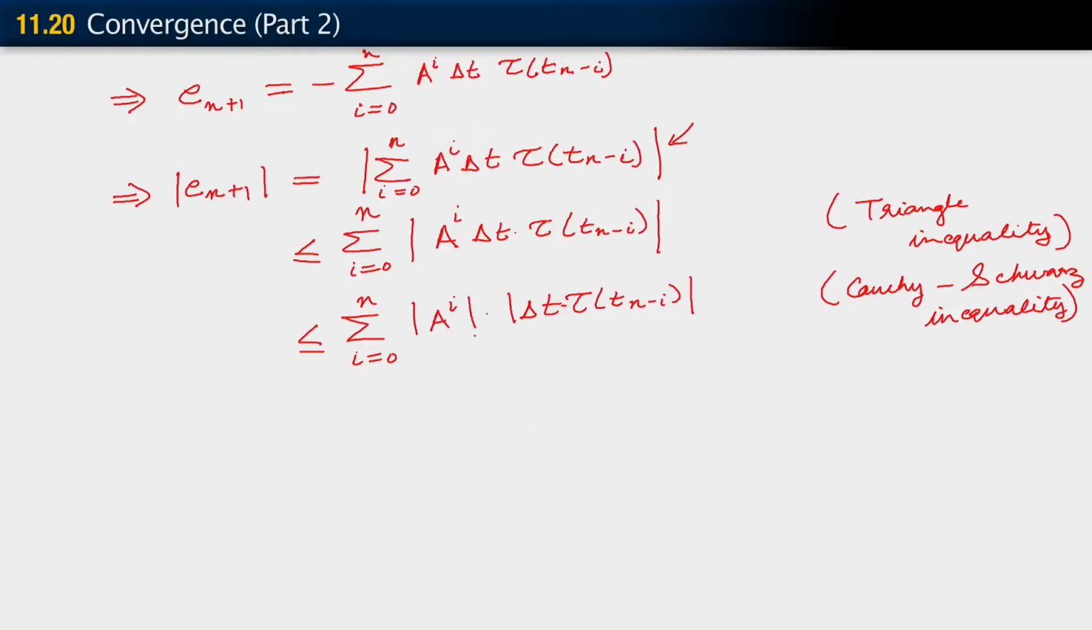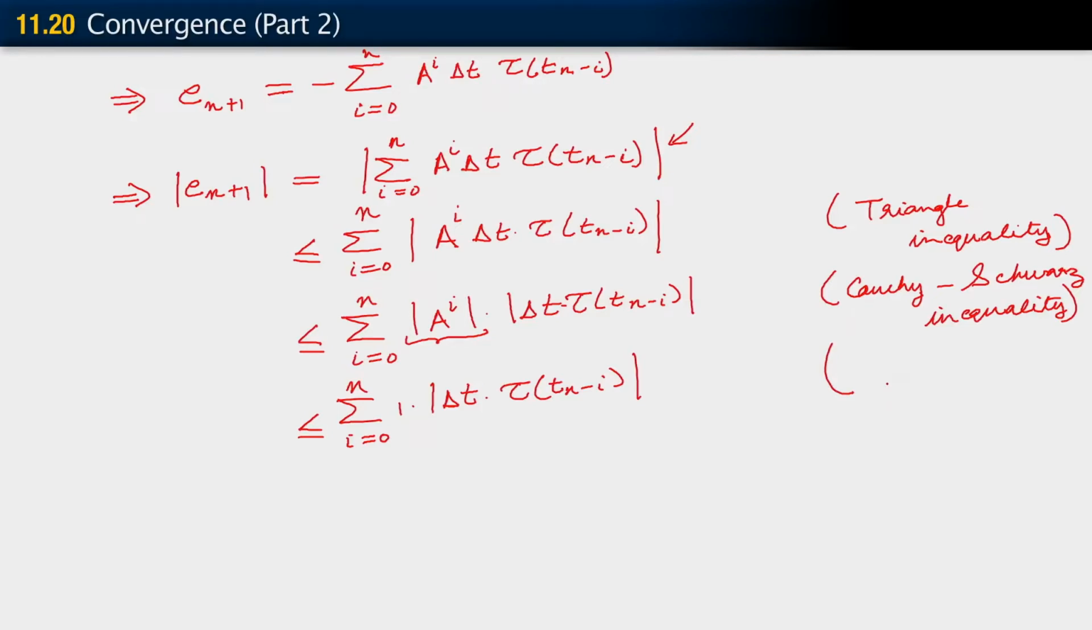We have stability, right? If our method is stable, what we're able to say is that the sum, i going from 0 to n, of 1 times the magnitude of delta t times tau t n minus i bounds from above our previous right-hand side. Okay? Essentially what I've done is replace a to the power i with 1. Right? And why am I able to do that? It's a property of the methods we're looking at. What property are we applying here?